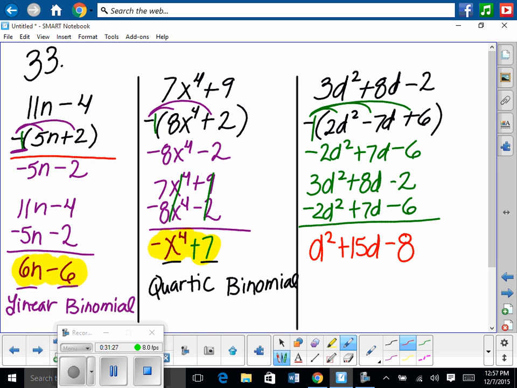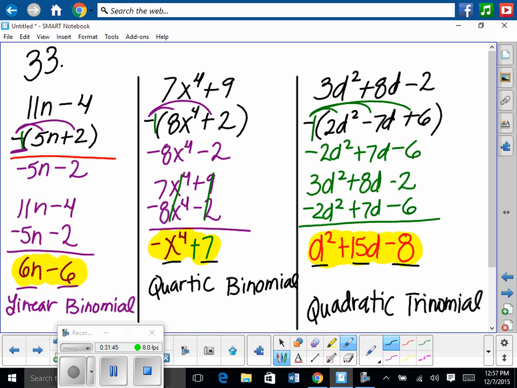And now we name it, and we always name it by the highest degree. So the highest degree is 2, so it is quadratic. So it's quadratic because the highest degree is 2. And there's 3 terms. 1, 2, 3. So it's a quadratic trinomial. So make sure you can name a polynomial.